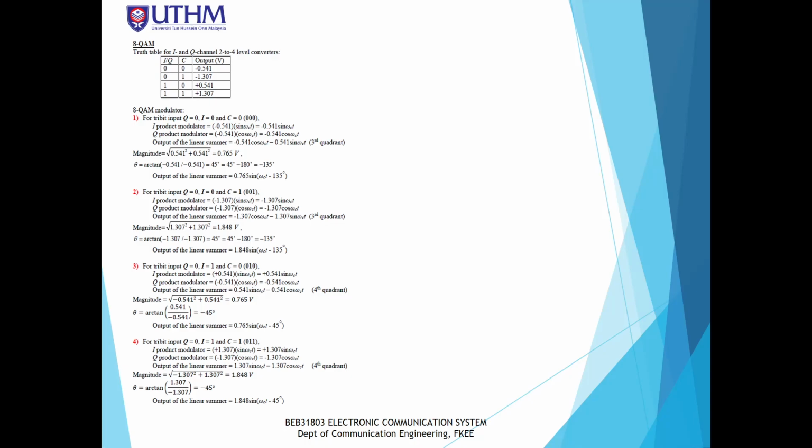Okay, so for example, remember 8 QAM, that means we have 8 possibilities of input: either 000, 001, 010, 011, 100, 101, 110, 111. So you see that we have 8 possibilities of input. I am trying to explain as detailed as possible for you. So this is a QIC bit.